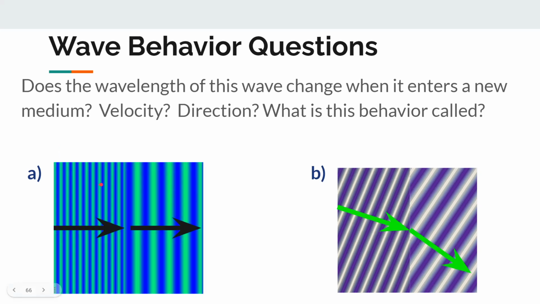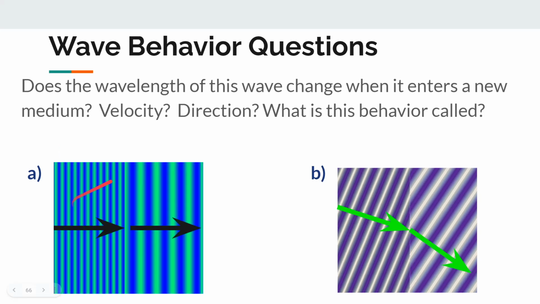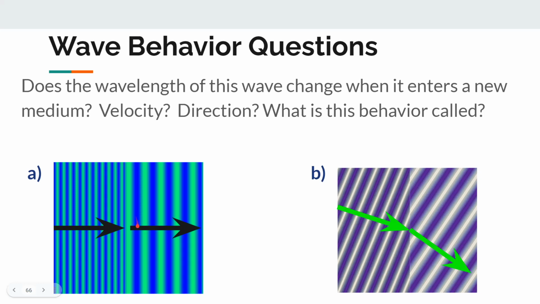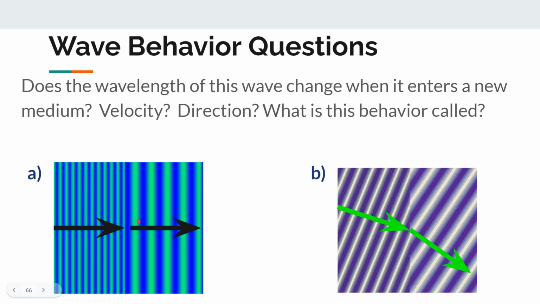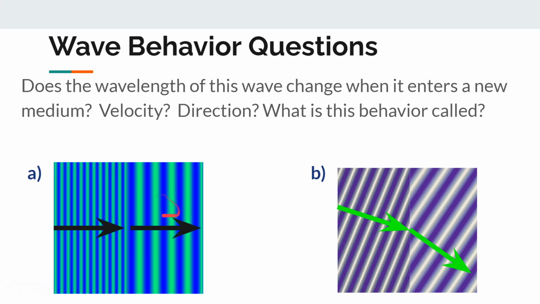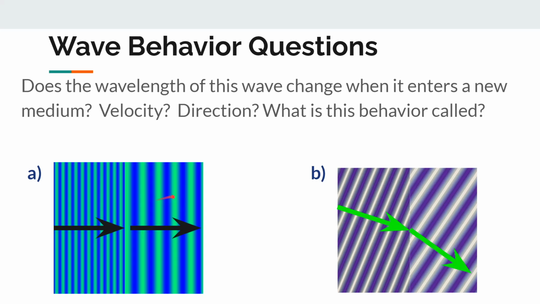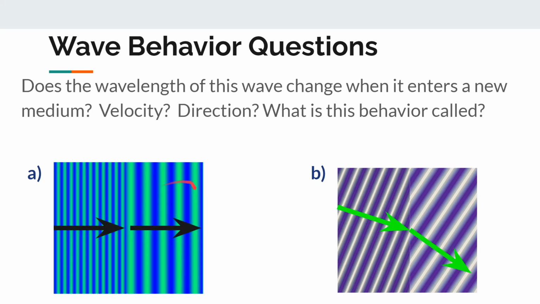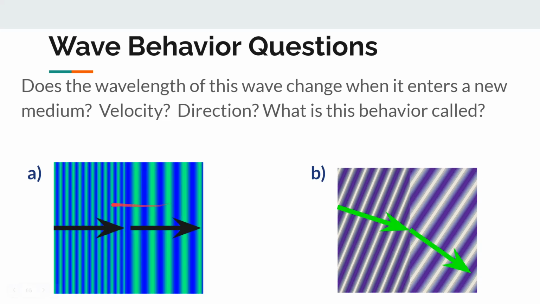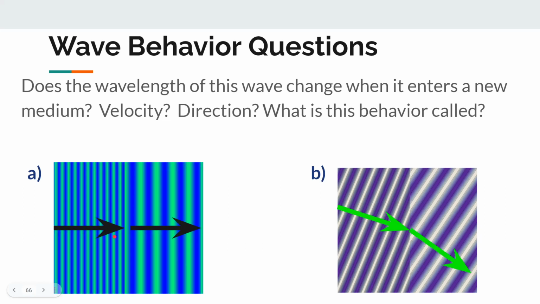Your wavelengths are different because when it approached the medium, the front of the wave sped up first, and the back of the wave was still moving slow. Okay, and so you get a change in velocity, you get a change in wavelength. This one does not change direction, though, because the wave is approaching straight on.